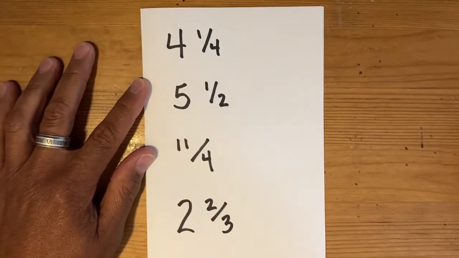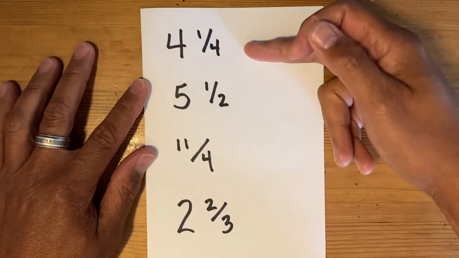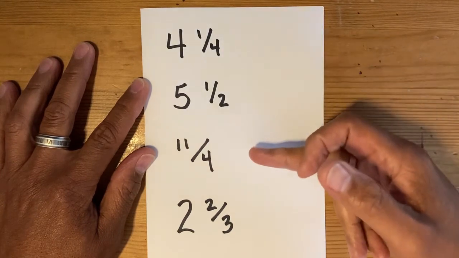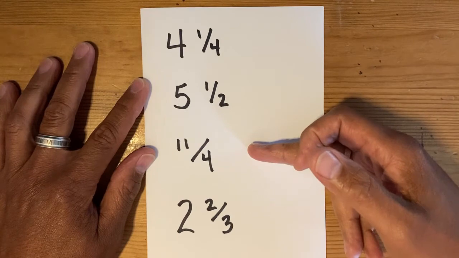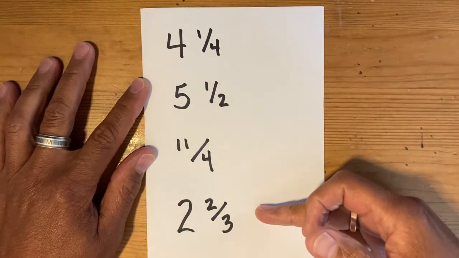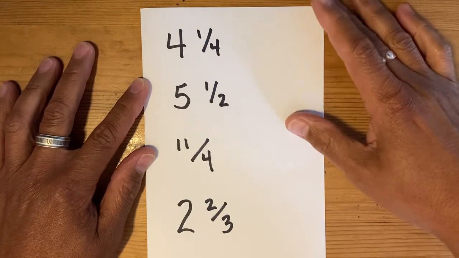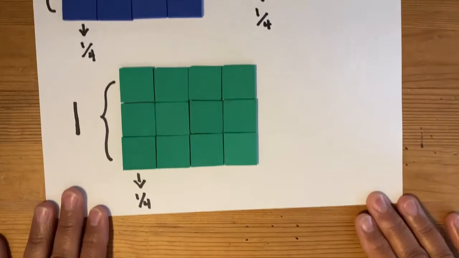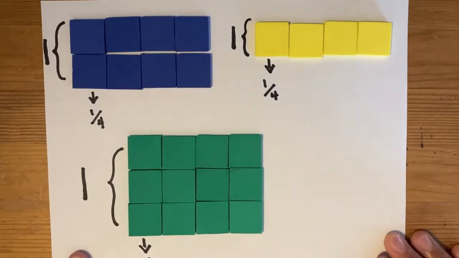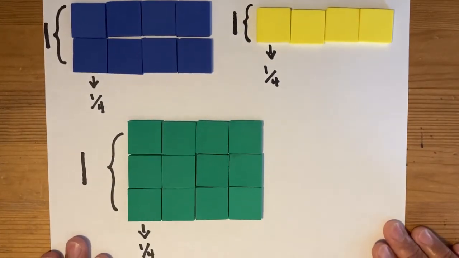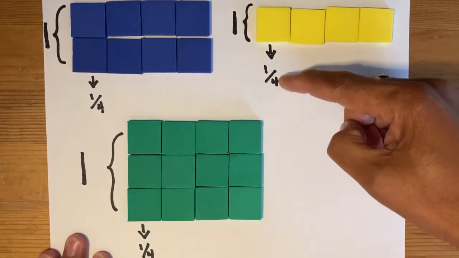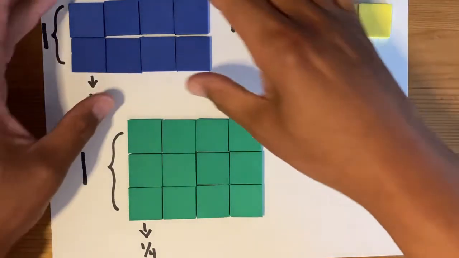So we're going to do a few more. I want you to show me a representation of 4 1/4, 5 1/2, 1 1/4, and 2 2/3. Now, when you do it, you get to decide what your representation of 1 is going to be. I think I'm probably going to stick with 1 being 4 tiles, and therefore 1/4 is going to be 1 tile. But you might decide, you know what?